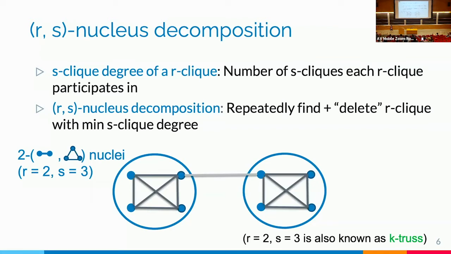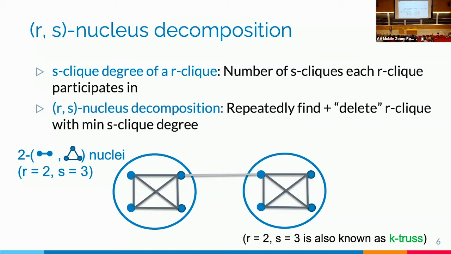Wait, yeah, Jessica. Yes, can you say again what an RS nucleus is? Yeah, so essentially an RS nucleus is a subgraph in which every r-clique inside that subgraph has s-clique degree at least k, where you're considering the k-RS nucleus, for example. Right, and where we take s-clique degree to mean the number of s-cliques that each r-clique is contained within. Yes, it's a lot of variables.